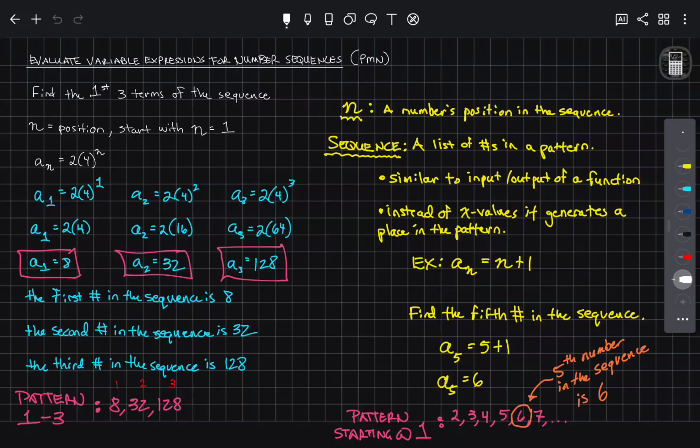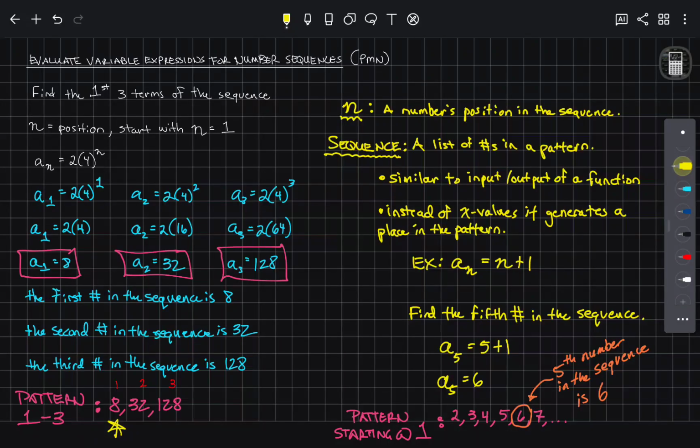The thing to remember with sequences is that anytime you have a sequence, the x values, or your domain, are going to be all of the positions of the numbers. So for example, the first number in the list would be 1. And if we're looking at this sequence, you can see here that at the bottom, it's going to be 8 as your range value.